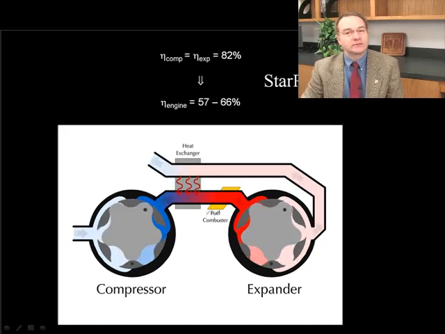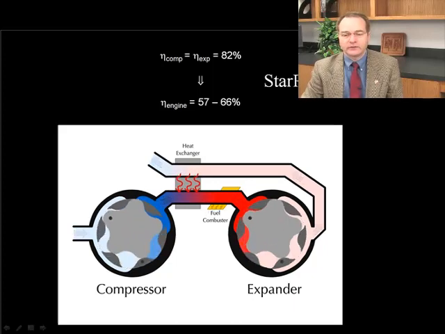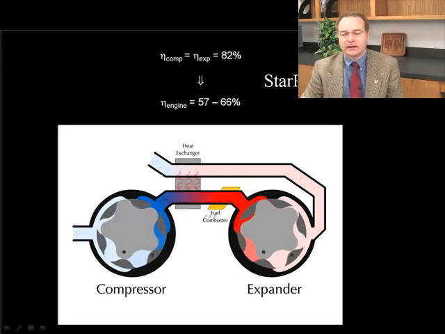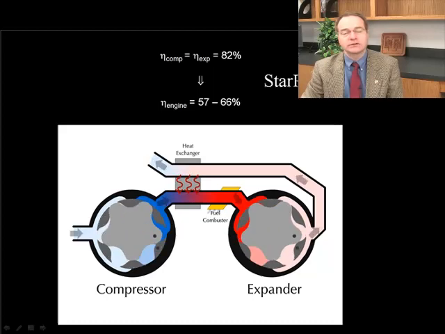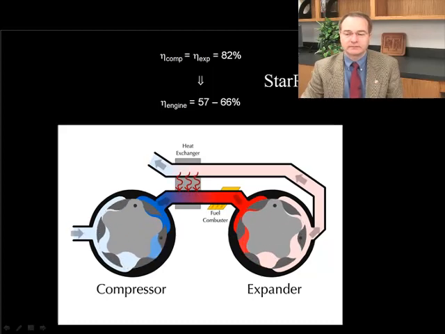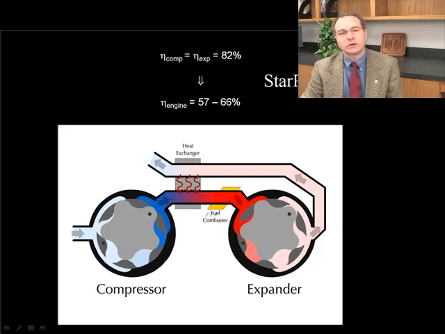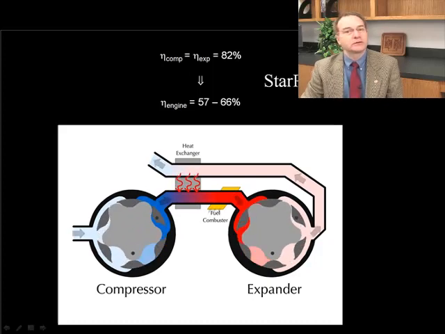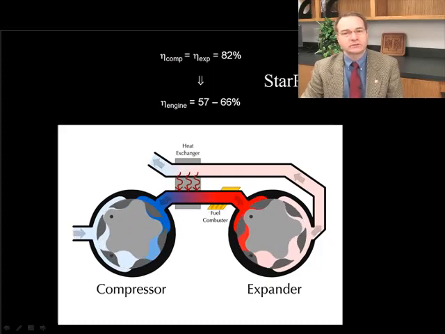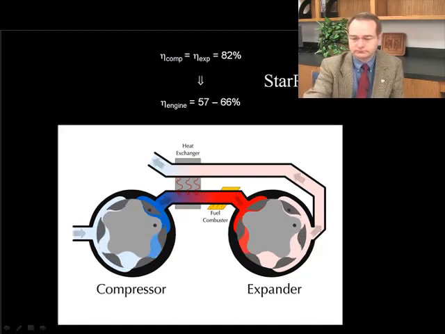Now, we've not yet built the complete engine, but we have built the compressor, and we've measured 82% efficiency in the compressor. And when you go through thermodynamic analysis, you can calculate that the engine efficiency would be between 57 and 66%. And to put that into context, a conventional automobile engine is about 20% efficient. So what we're saying is that this engine would be about 3 times more efficient than a conventional engine.